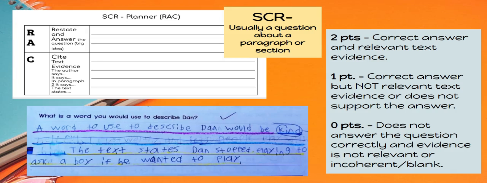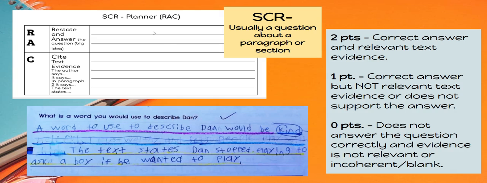Okay, so what I use to teach short constructed response. If you're new to this, a short constructed response, from what I've seen that TEA has released, is usually a question about just a paragraph or a section of the passage. It has not been about the whole passage, so keep that in mind when you are creating SCRs. I'm going to show you some examples in a minute that I found from TEA, and I will share those with you. I also have some that I created that are on some of my pages that I'll show you at the end.